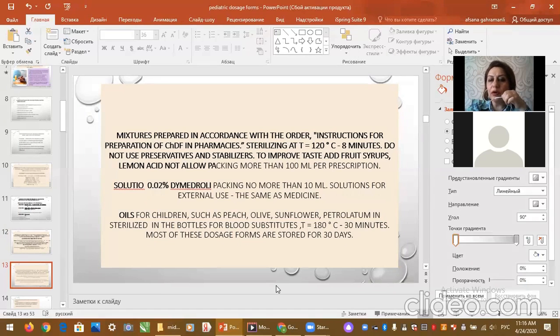Solutions of 0.02% dimidrol, packing no more than 10 ml. Solutions for external use are the same as medicine. Oils for children, such as peach, olive, sunflower, petrolatum, are sterilized in the bottles for blood substitutes at a temperature of 180 degrees Celsius for 30 minutes. Most of these dosage forms are stored for 30 days.